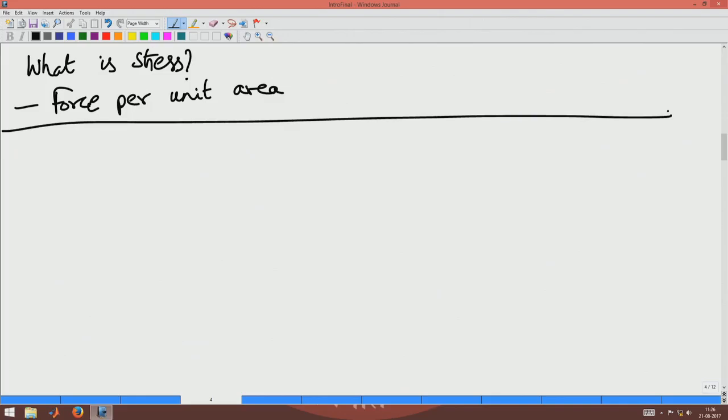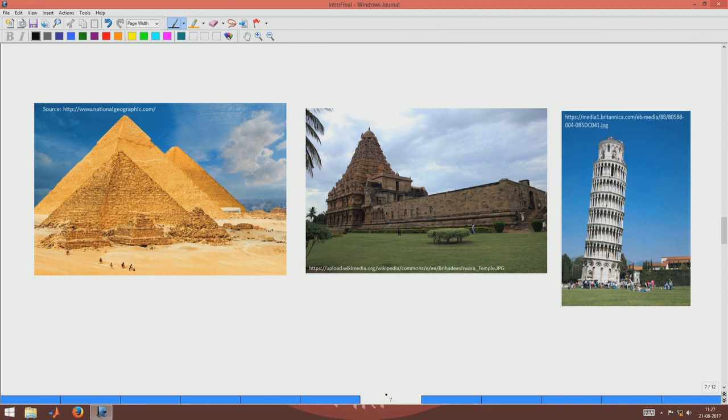Let us see why you want to do analysis. Now, if you see, these structures are built without much knowledge of what stress is, what strain is, or what cause-effect relationship is. The pyramids date back to 100 BC or something like that. The Brihadishwara temple, or the big temple in Tanjavur, is around 1000 years old. The Leaning Tower of Pisa is also around 1000 years old.